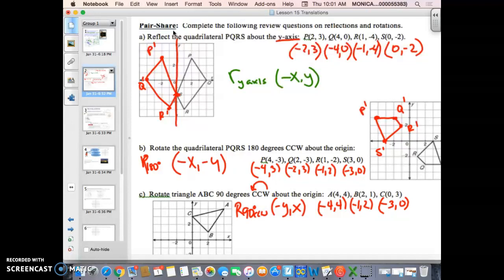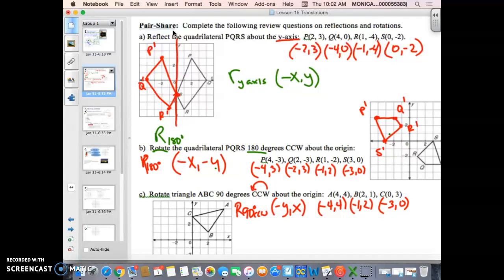Okay, I've done the same thing for rotation, but since rotation and reflection both start with the same letter, if you're going to write symbolic notation for rotating 180 degrees, notice you use a capital R, and then you just put a little 180 degrees down there. And the rule is that both the x and the y change. So these are your coordinates, and this is the picture.